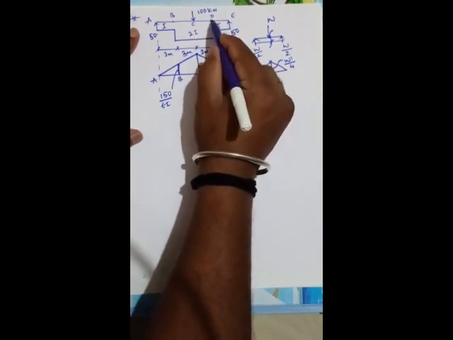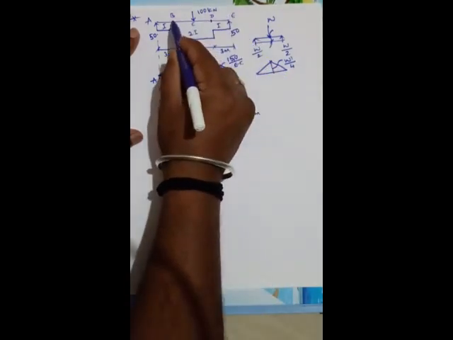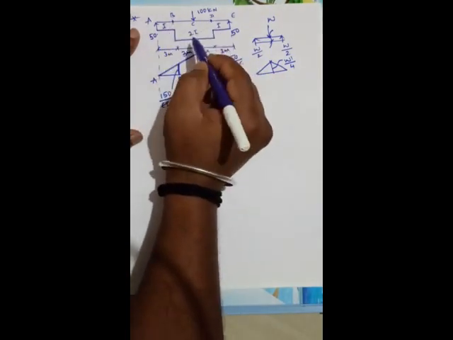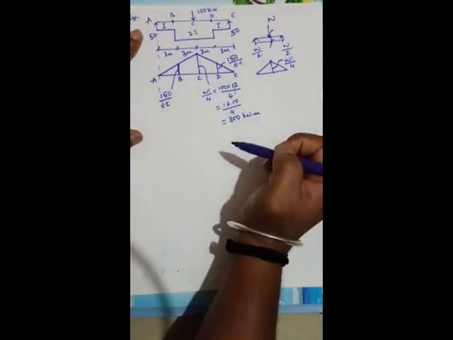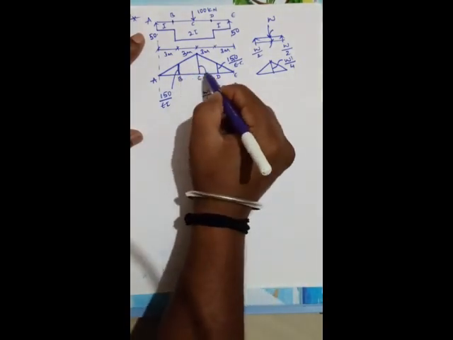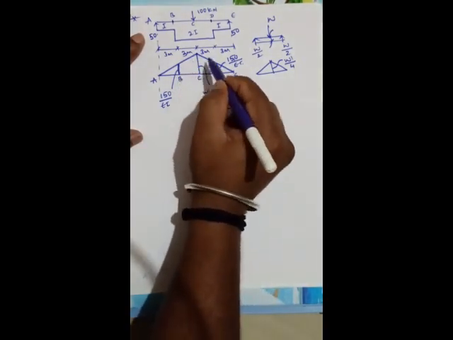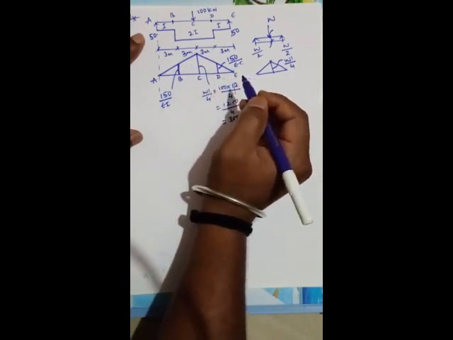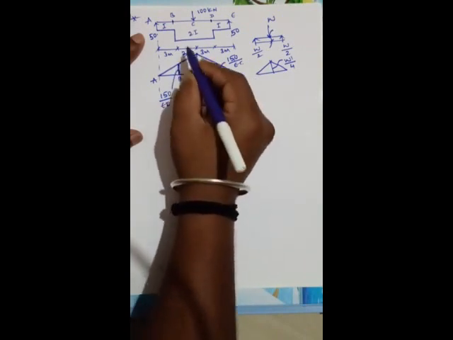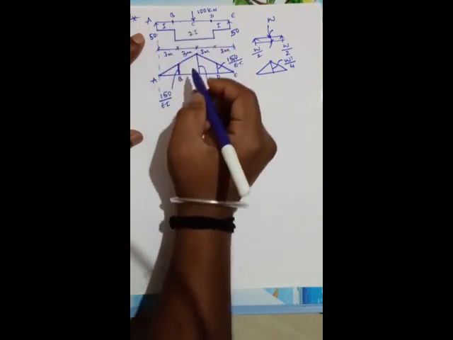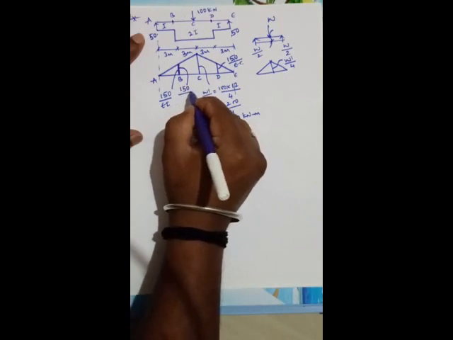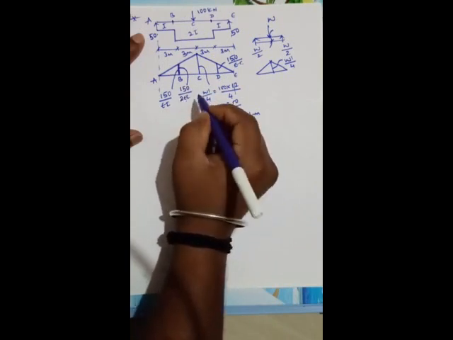From point D, exactly this side. From point B, exactly this side, it is I. From point B to D, it is 2I. But the diagram is something like this. What I need to do is split it into standard figures. If I consider exactly point B, this side it is 2I, so if I draw this and find the value, it is 150 by 2EI.